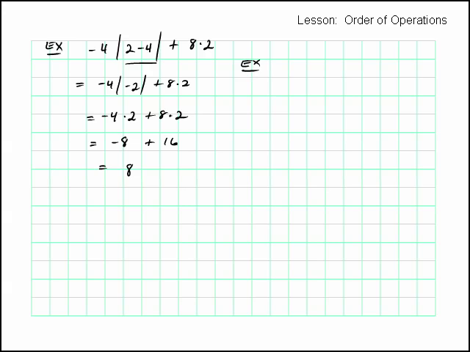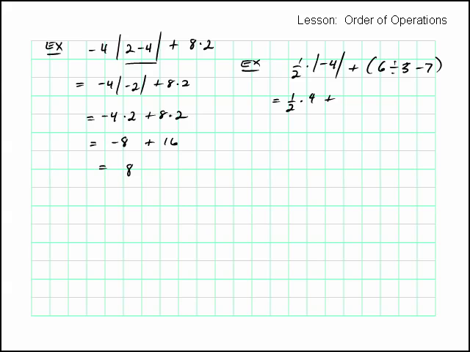Here's another example. 1/2 times the absolute value of negative 4 plus, in parentheses, 6 divided by 3 minus 7. Okay, I'm going to take care of that absolute value first. The absolute value of negative 4 is a positive 4.